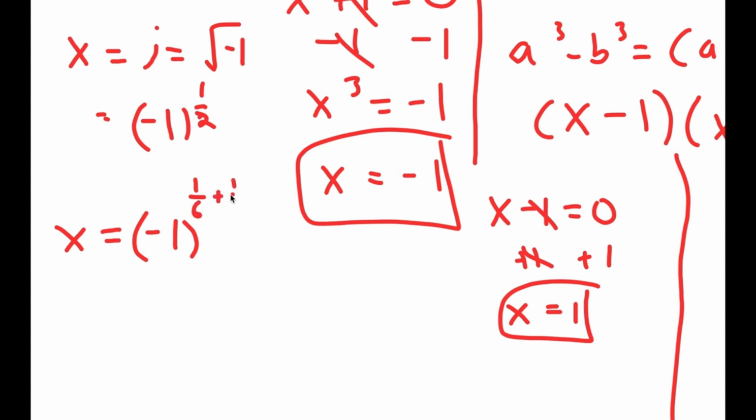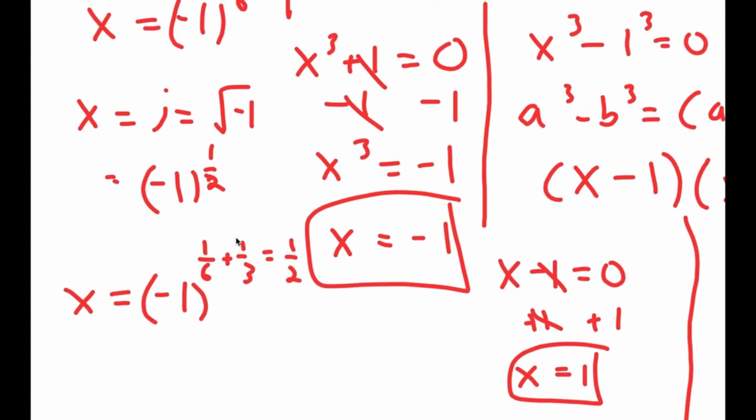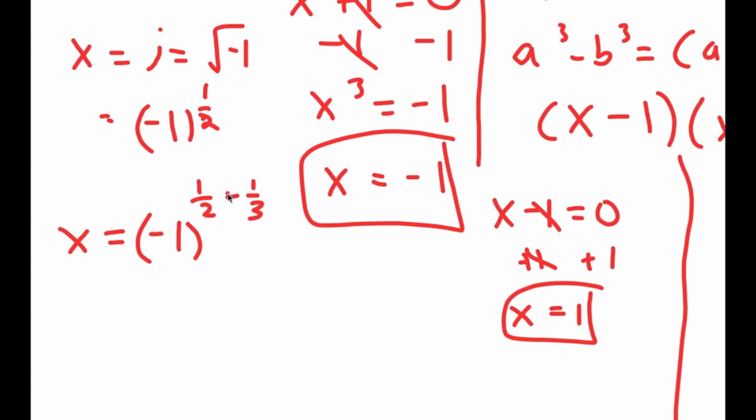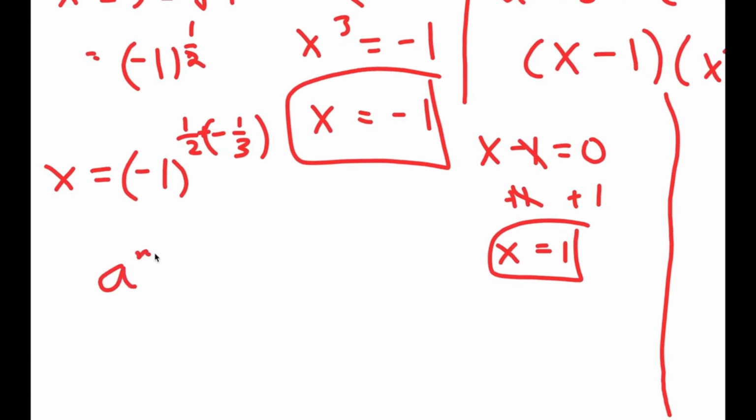So 1 over 6 plus 1 over 3 is equal to 1/2. We know this. Meaning, 1 over 2 minus 1 over 3 is what we can rewrite 1 over 6 as. Now, this is the same thing as 1/2 plus negative 1 over 3. And if I have something in the form a to the power of m plus n, this is equal to a to the power of m times a to the power of n.